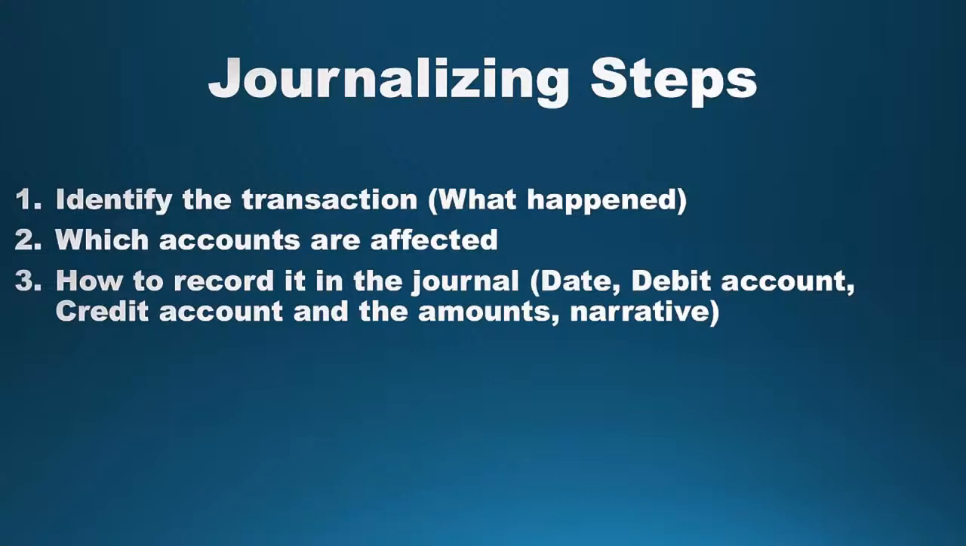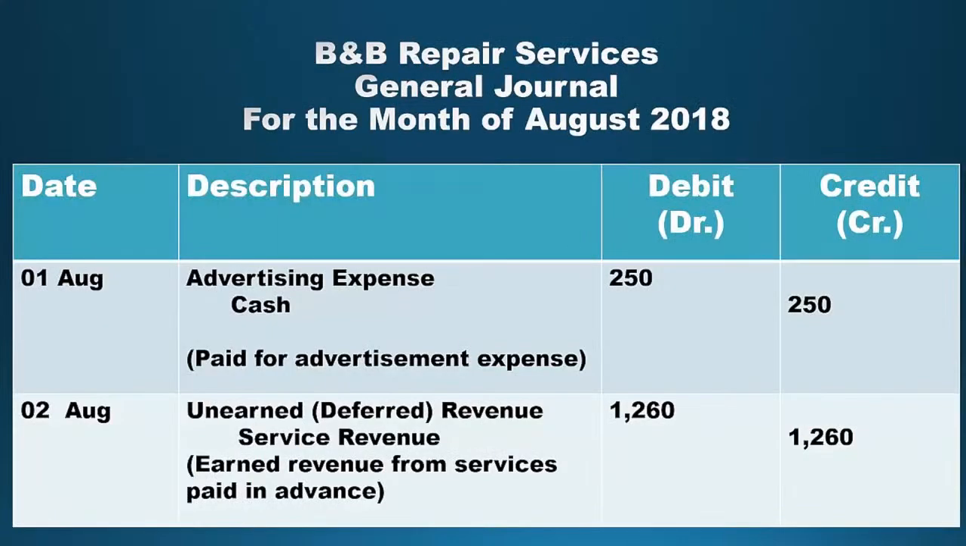Let's get started. August 1st, paying for advertising. Step 1. What happened? The company paid $250 for advertising on Kijiji to promote their services for the month of August. Step 2. Which accounts are affected? Advertising expense increases because the business is incurring this cost.